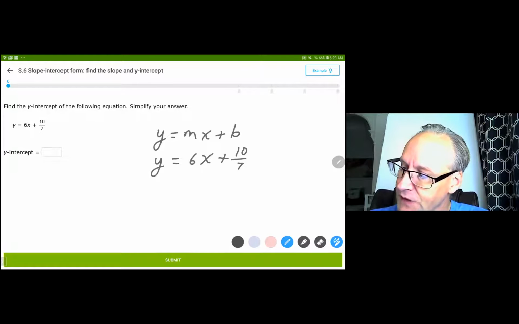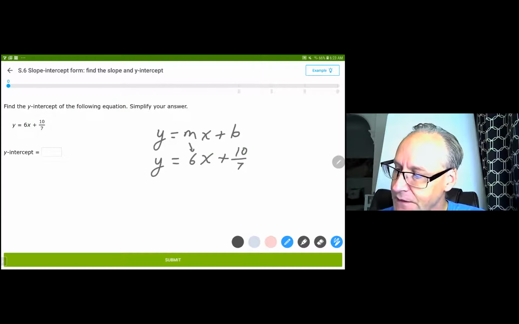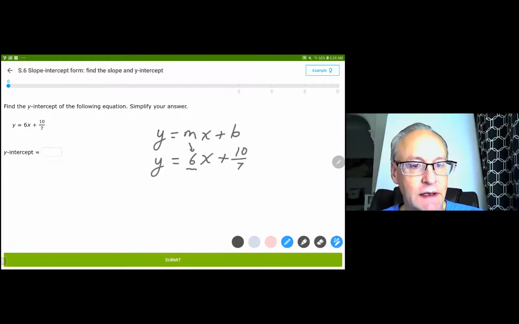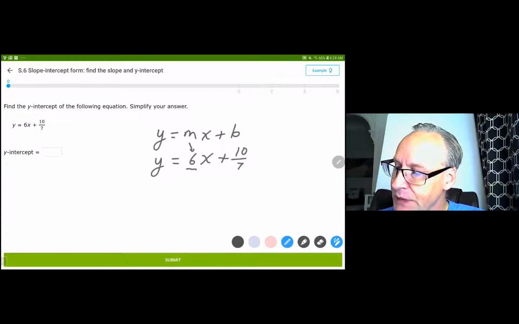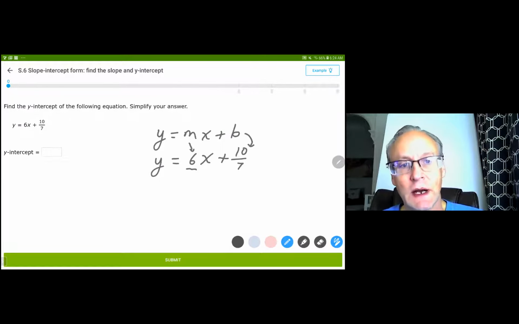The slope is always the number, which is called the coefficient, in front of the x. This is a coefficient of x, and 6 is the slope. Now, that is the rate of change for this equation. And the b is 10 over 7. But that's not really a y-intercept. And here's what I mean by that.